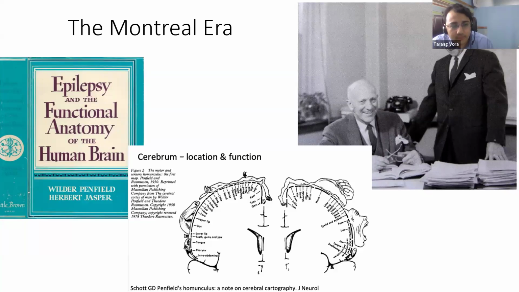It's fantastic how they worked together as a team to be able to reproduce the homunculus. Penfield was called a cerebral cartographer, basically somebody who is mapping out the brain to point out which part of the brain is controlling what.